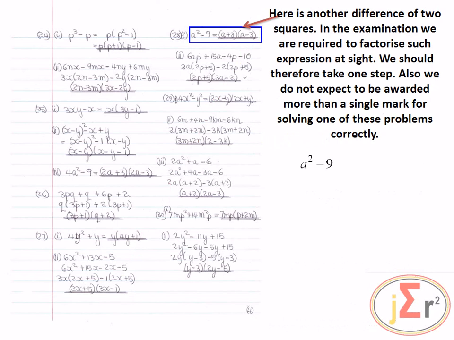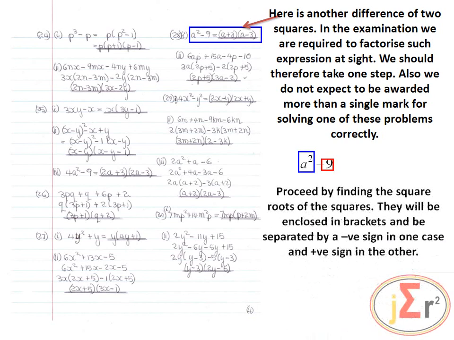Here is another difference of two squares. In the examination, we are required to factorize such expressions at sight. We should therefore take one step. Also, we do not expect to be awarded more than a single mark for solving one of these problems correctly. Difference of two squares. Take the square root of the squares. So proceed by finding the square roots of the squares.